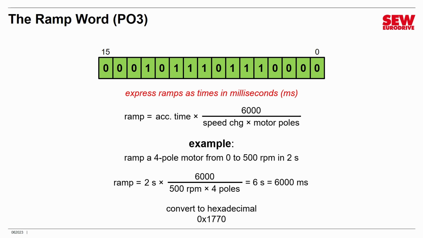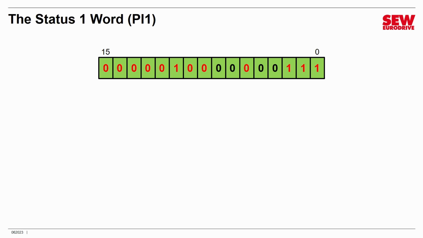Pretty simple. All right, let's talk about the words that come back from the VFD to the PLC. PI1 is a status word. It has a number of bits that are significant, the ones in red. The black bits are don't cares. They will typically be 0. You should just ignore them. If a bit is 0, it means it's either false or something isn't enabled, and if it's 1, it's true or it is enabled.